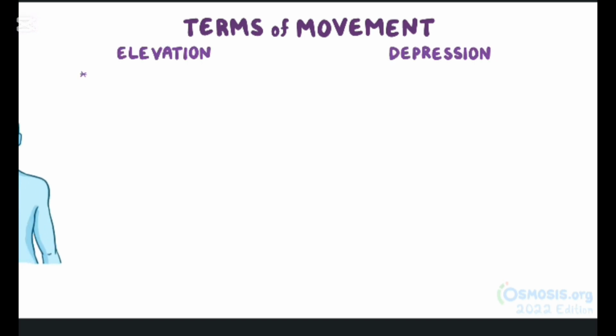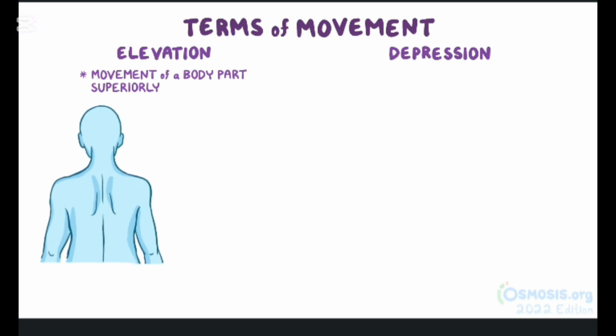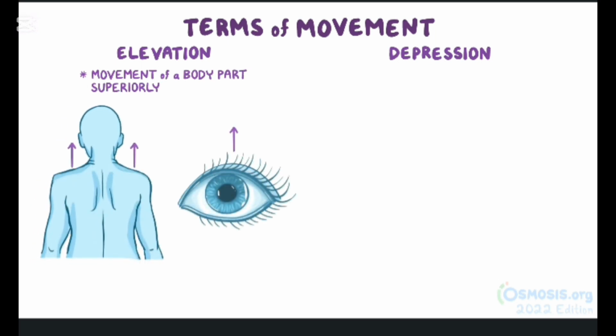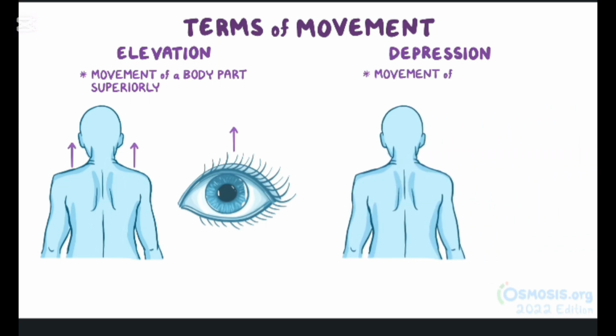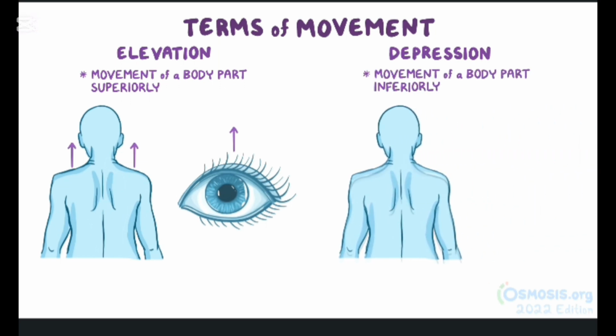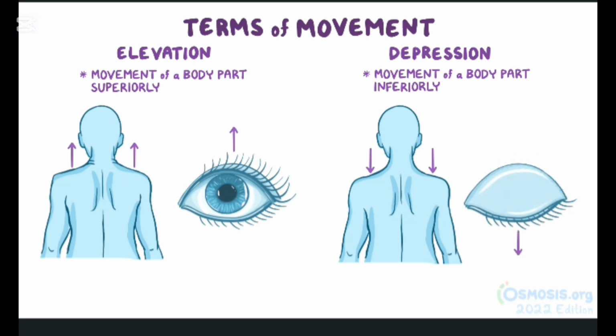Finally, we have elevation and depression, which are as simple as they sound. Elevation refers to movement of a body part superiorly, such as shrugging your shoulders or opening your upper eyelids. On the other hand, depression defines movements of a body part inferiorly, such as lowering your shoulders from the shrugged position or closing the upper eyelids.